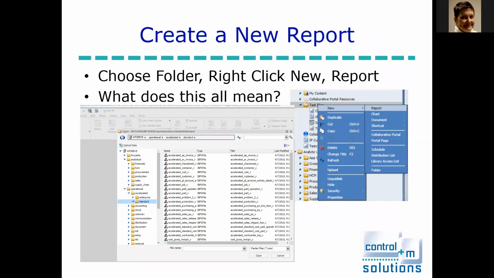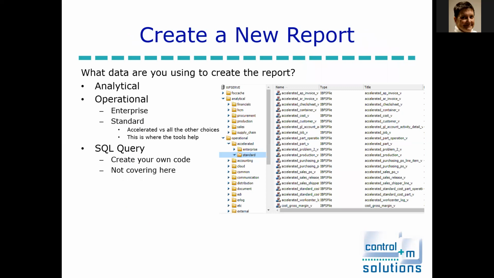So now I've created a new report. I've chosen my folder, I've right-clicked it, I've selected New, and I said Report. And then this other box comes up. I'm like, what the heck does all of that mean? This is the data that you're going to base your report on.